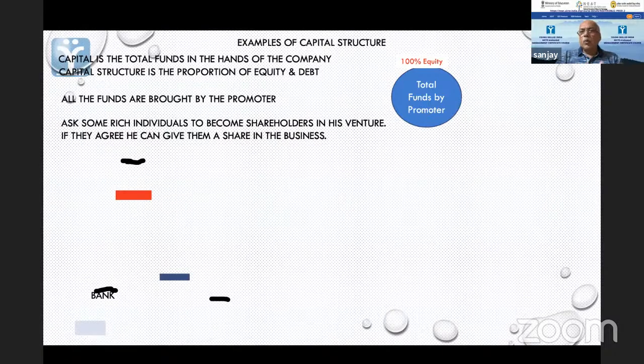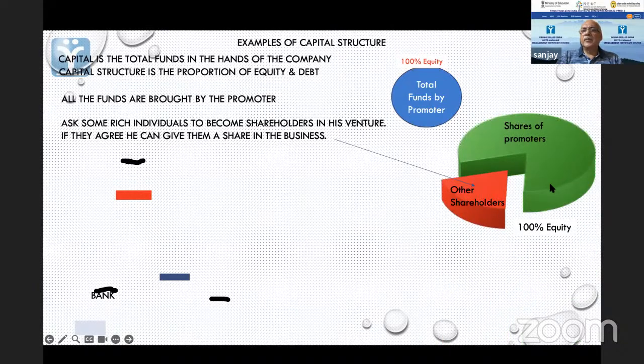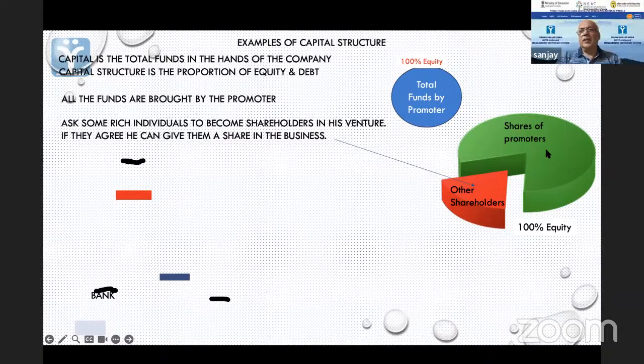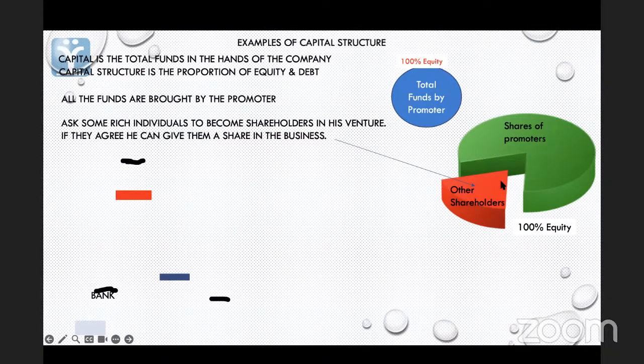Now, he wants to expand his company. Now, the moment this promoter wants to expand the company, he goes to certain rich individuals and he asks them to become shareholders in his venture. So when he does this, it becomes something like this. He takes from this 100%, he takes a slice and he sells it to these people. So now what is the structure? It's still 100% equity. But now there is one change which has come. There are the promoters who have most of the shares, and then there are these other shareholders who also have shares. But so far in this company, in this form of capital structure, you do not have any borrowing.